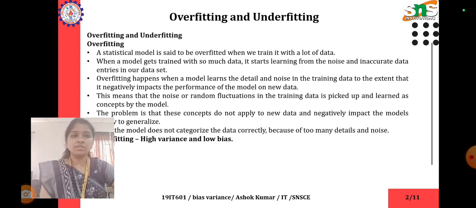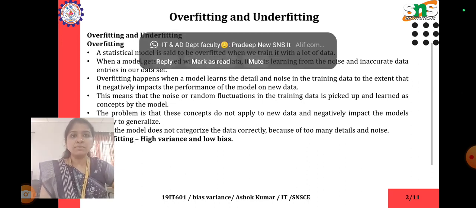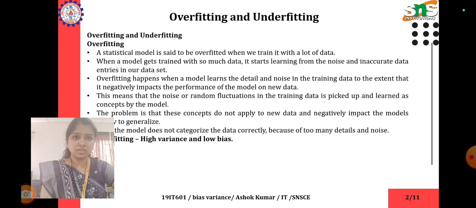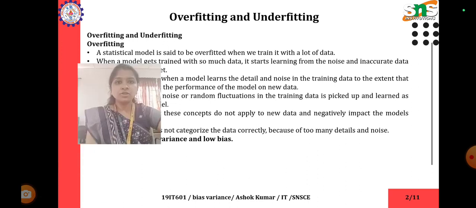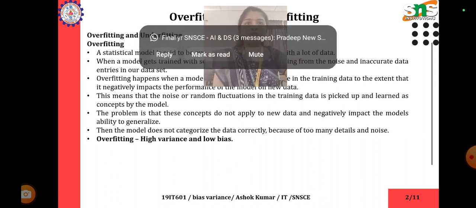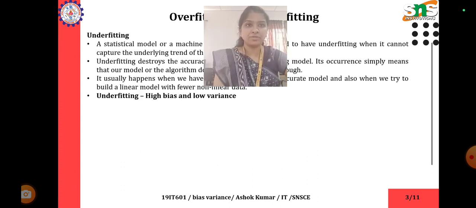This means that the noise or random fluctuations in the training data are picked up and learned as concepts by the model. The problem is that these concepts do not apply to new data and negatively impact the model's generalization. So the model does not categorize the data correctly because of too many details and noise. Overfitting has high variance and low bias.